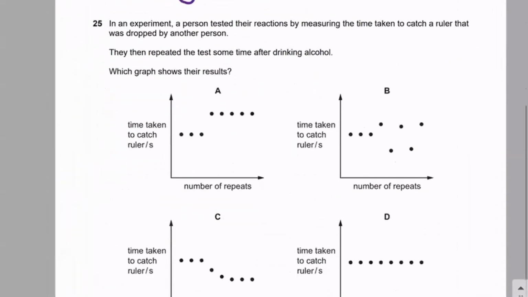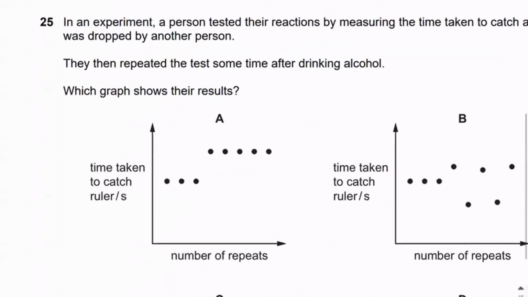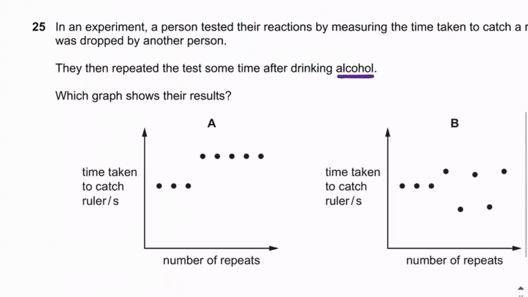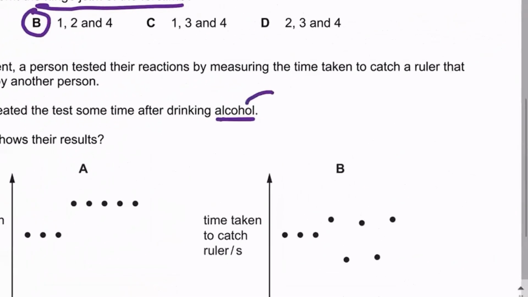Okay. MCQ number 25. In an experiment, a person tested their reactions by measuring the time taken to catch a ruler that was dropped by another person. Then they repeated the test sometime after drinking alcohol. Which graph shows the results? So guys, do remember that alcohol increases the reaction time.